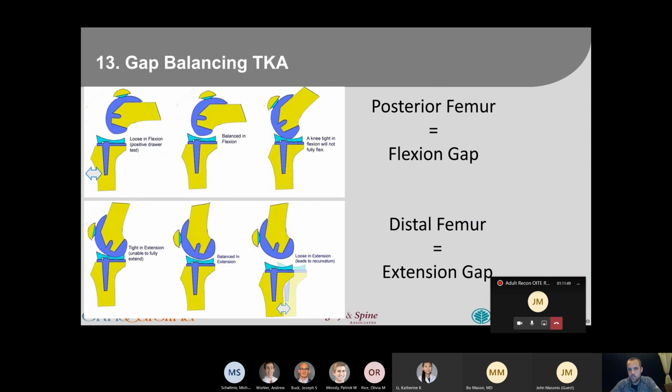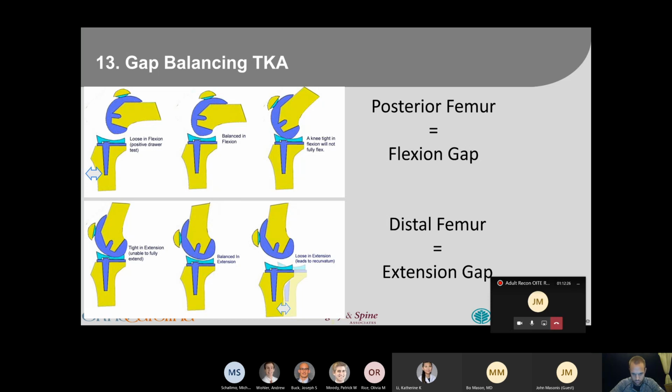For gap balancing a total knee, what you just have to remember is what's in contact with the tibia in the different knee positions. So if you're in extension, your distal femur is in contact with the tibia. And so in an extension gap, you're going to work on the distal femur. You're going to either add to it or take away from it. And in flexion, the posterior femur is in contact with the tibia. So if you have problems with your flexion gap, you need to do something to the posterior femur. And that is kind of just a simplified approach to it.